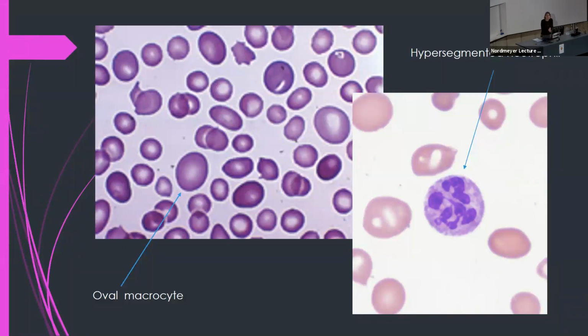Hypersegmented neutrophils: neutrophils should have somewhere between 3 and 5 lobes, but this one's got heaps. 1, 2, 3, 4, 5, 6, 7, probably 8, at least 6, maybe 8 lobes, so too many. And again, you won't be given blood films to interpret, but I'm just trying to bring it to life a bit by giving you the picture and explaining what it is we're talking about. You'll get the words.